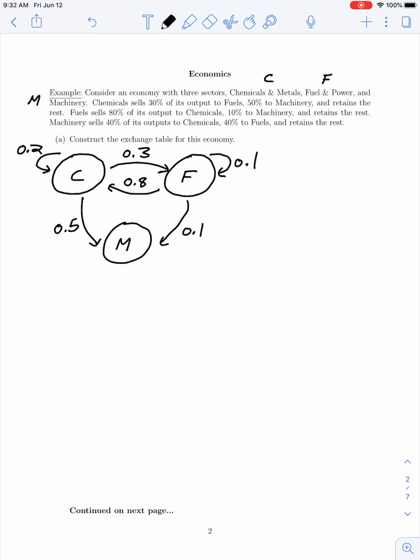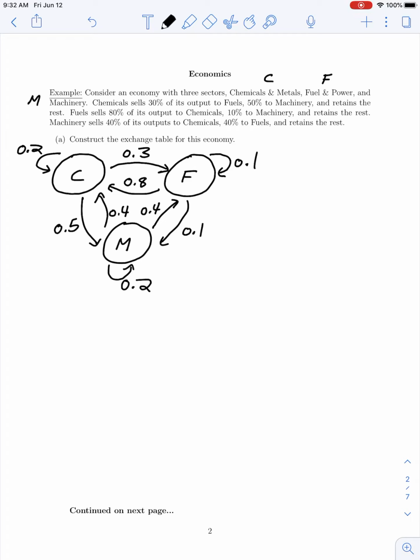And finally, we're told that machinery sells 40% of its outputs to chemicals. So from machinery to chemicals, we have 40%. 40% to fuels, so from machinery to fuels, another 40%. And so that's a total of 80%. So then the remaining 20% they retain. So this is sort of a flow diagram that illustrates what's happening with this economy.